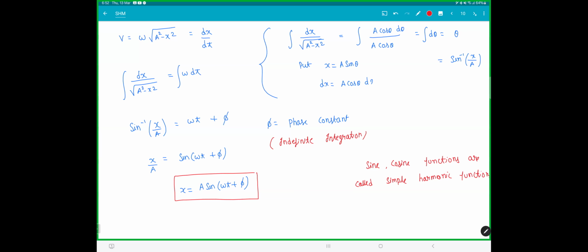You're getting how the name came? The reason why we call this SHM is because that motion x is depending as a function of a simple harmonic function. That's why we call it simple harmonic motion. Everyone clear with this? Derivation is important from the HSC perspective, but yeah, the results are more important for us.